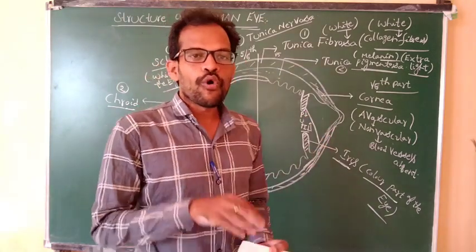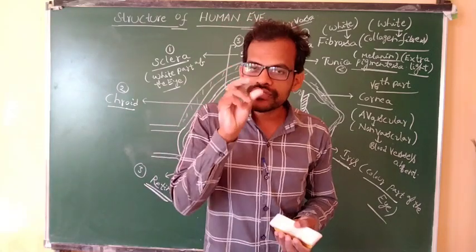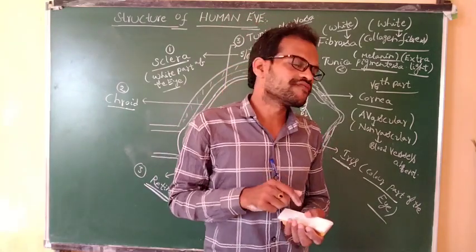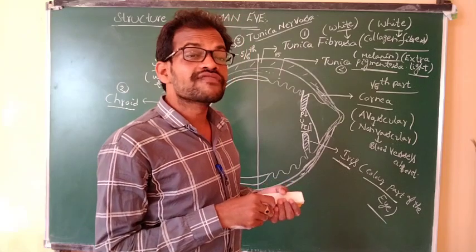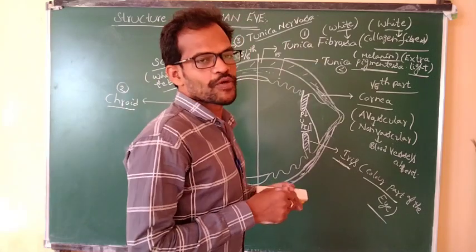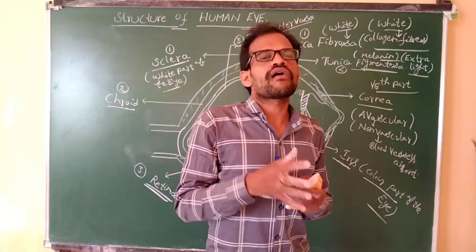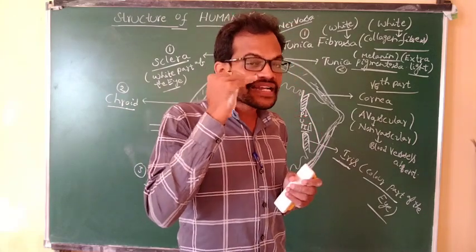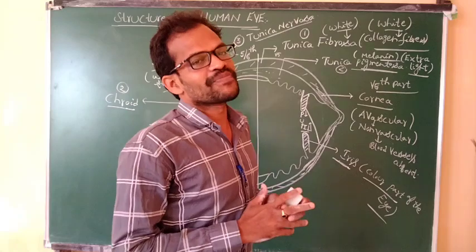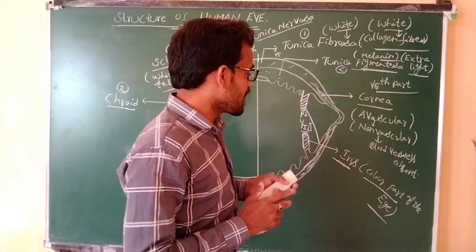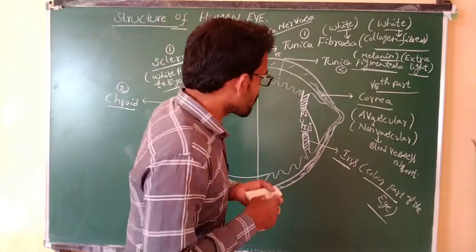Okay, the pupil. The main function of the iris is controlling the increasing and decreasing size of the pupil. That is, increasing and decreasing the pupil size. It is also responsible for the color part of the eye.